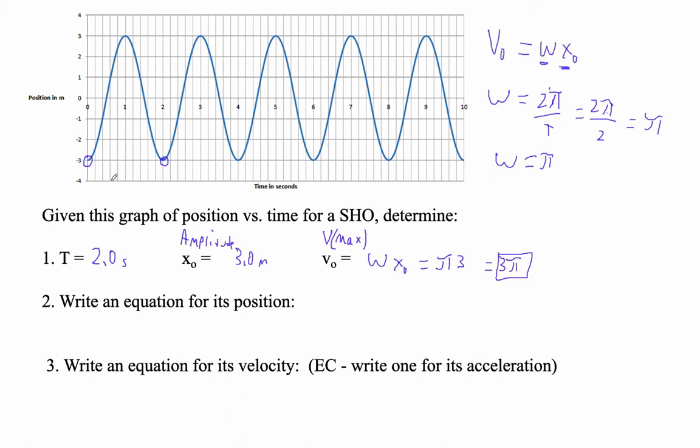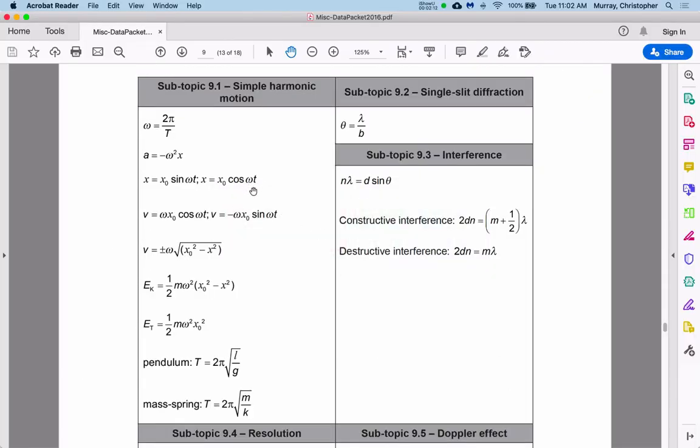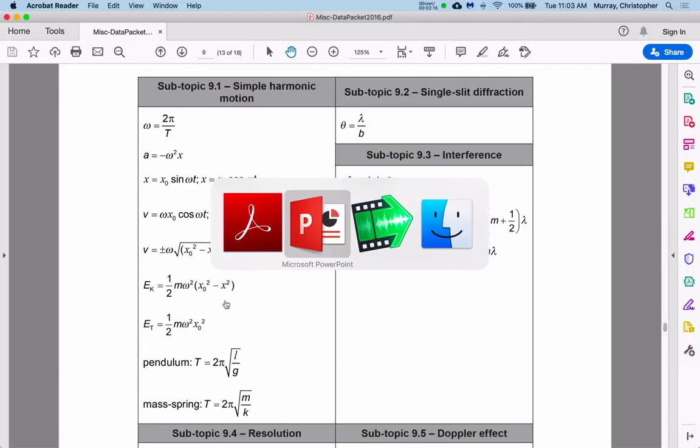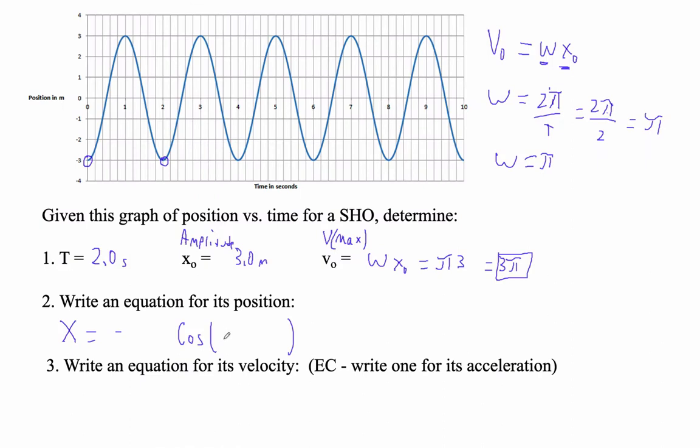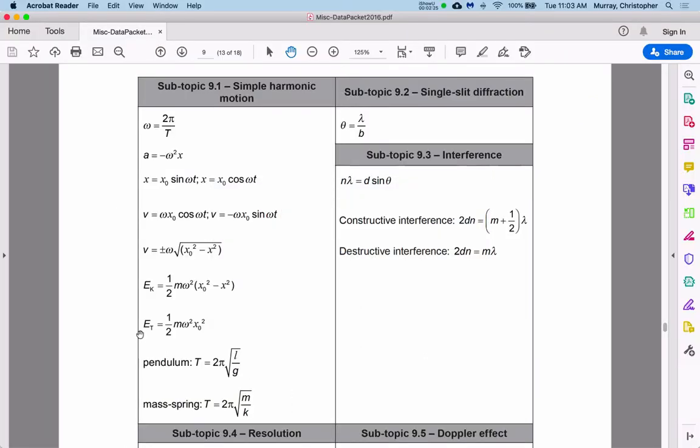Now let's take a look at this position graph here. Okay, an equation for its position. Well, this is pretty clearly a negative cosine curve, because cosine starts positive, if you recall. So this is a negative cosine curve. So x is negative something times the cosine of something. Okay, well, let's figure it out, right? What goes inside is omega t. That's going to be omega, pi, times t. That's easy, right?